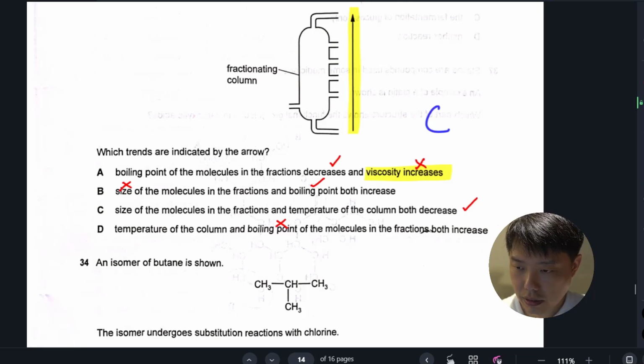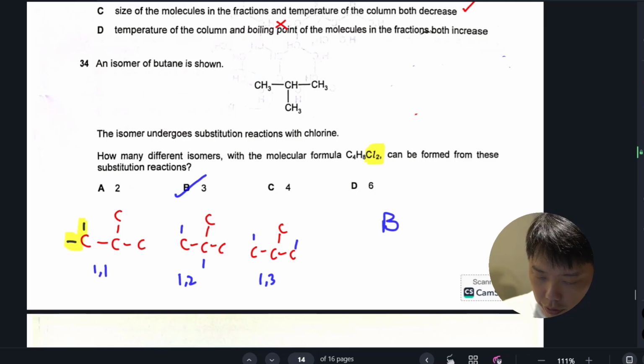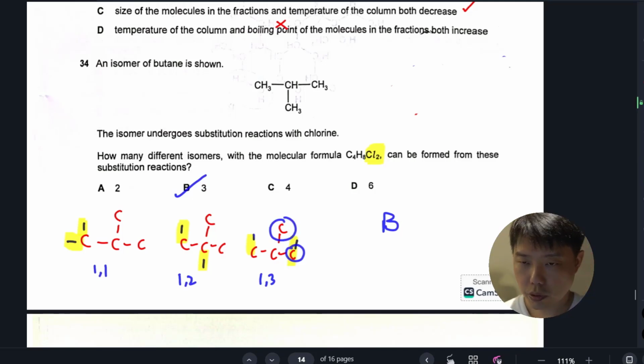Answer here is C. Okay, so for question 34, they're asking how many different isomers with 2 chlorine substituted can be formed. So you can substitute both chlorine on the first carbon, that will be 1,1 dichloro, and then you have 1,2. And then of course you cannot have 2,2 because there's only one hydrogen. And then you can have 1,3. Since these two carbons are the same, you can only have 1,1, 1,2, and 1,3. So our answer here is B.